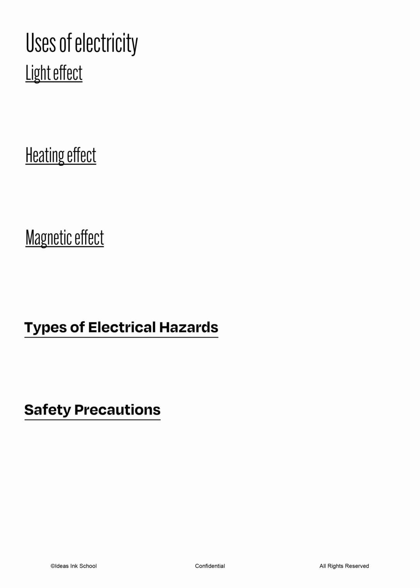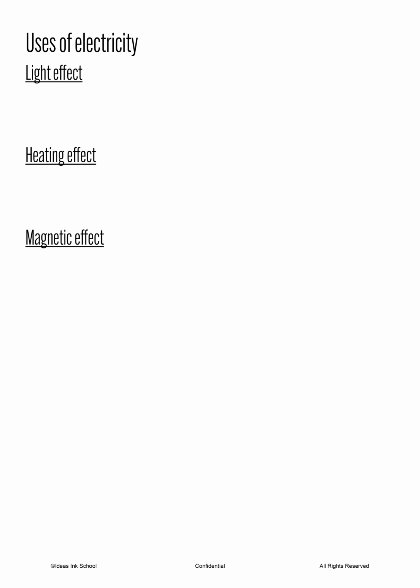In this chapter, we will be talking about the effects of electricity, the types of electrical hazards, and the safety precautions that we need to abide by. Let's begin by listing the 4 main effects of electricity. Electricity can cause a lighting effect, heating effect, magnetic effect, or a chemical effect.